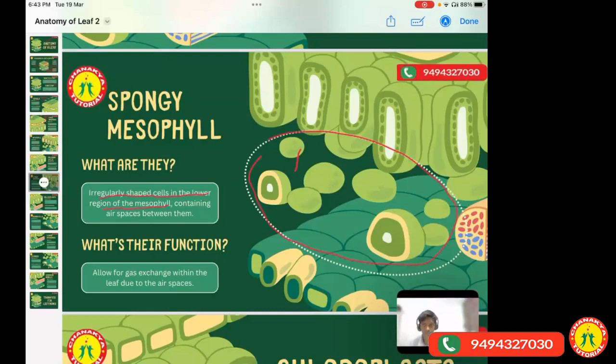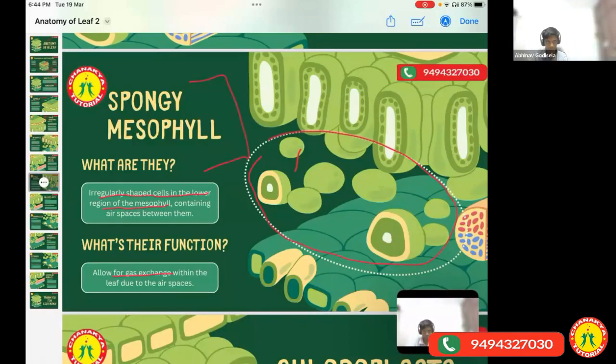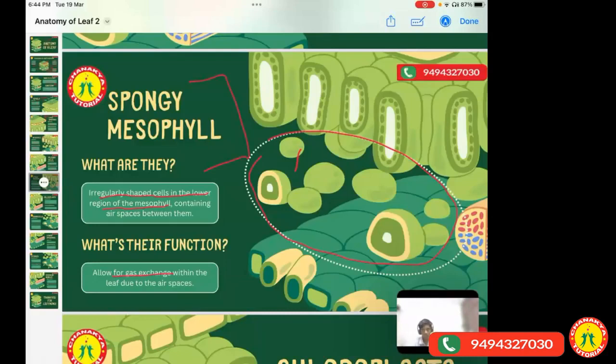The main function is that they allow gas exchange within the leaf due to the air spaces. Understood? The spongy mesophyll is important for the exchange of gases due to the presence of air spaces. Now imagine if these spongy mesophyll cells were not there. Will the exchange of gases increase? No, ma'am. So that is why the mesophyll cells and the spongy mesophyll cells are very important, so that the exchange of gases can happen easily.